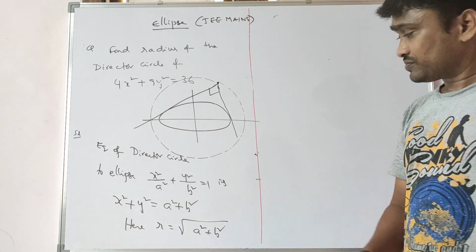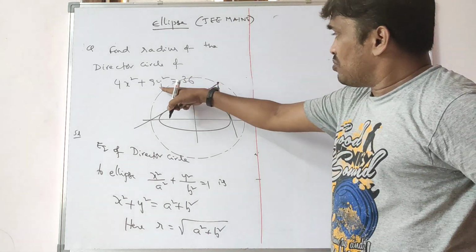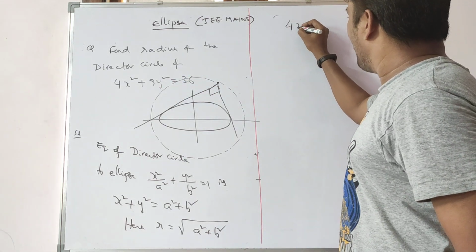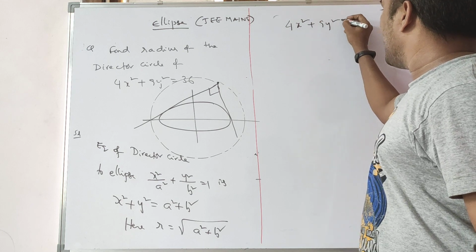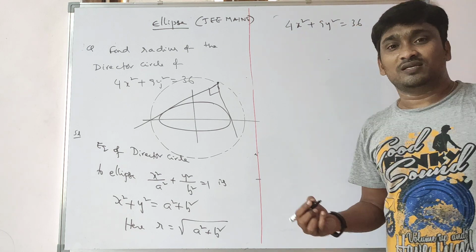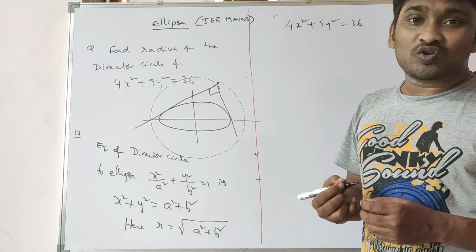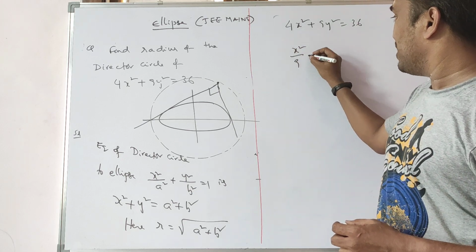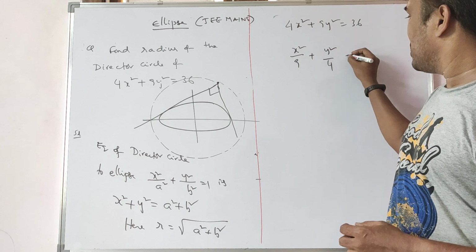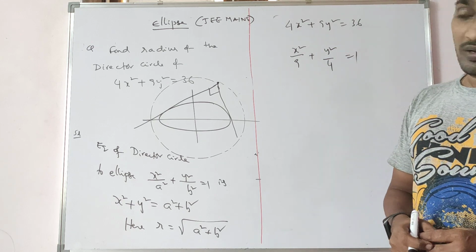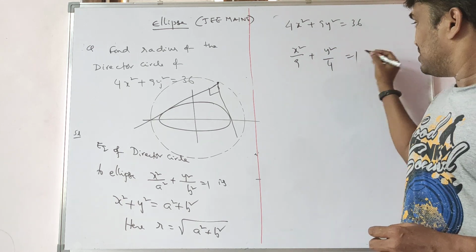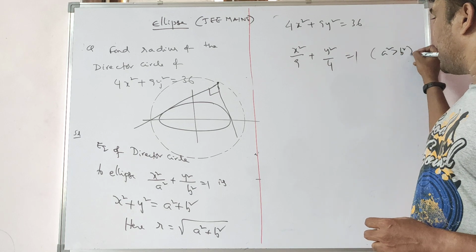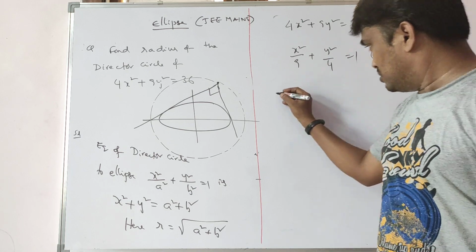Now see, come to the question. What is given? 4x square plus 9y square is equal to 36. So converting into standard equation, dividing by 36, x square by 9 plus y square by 4 is equal to 1. So here a square is 9, b square is 4.